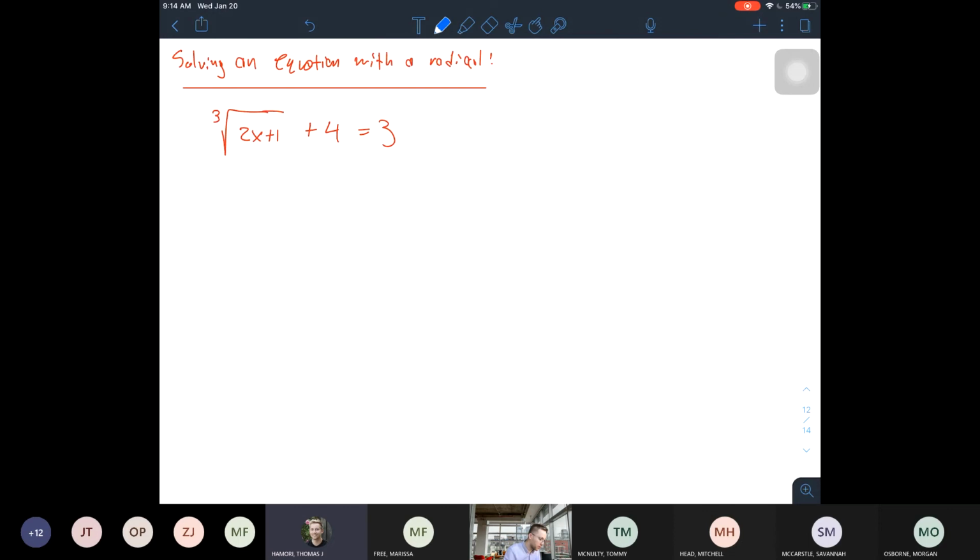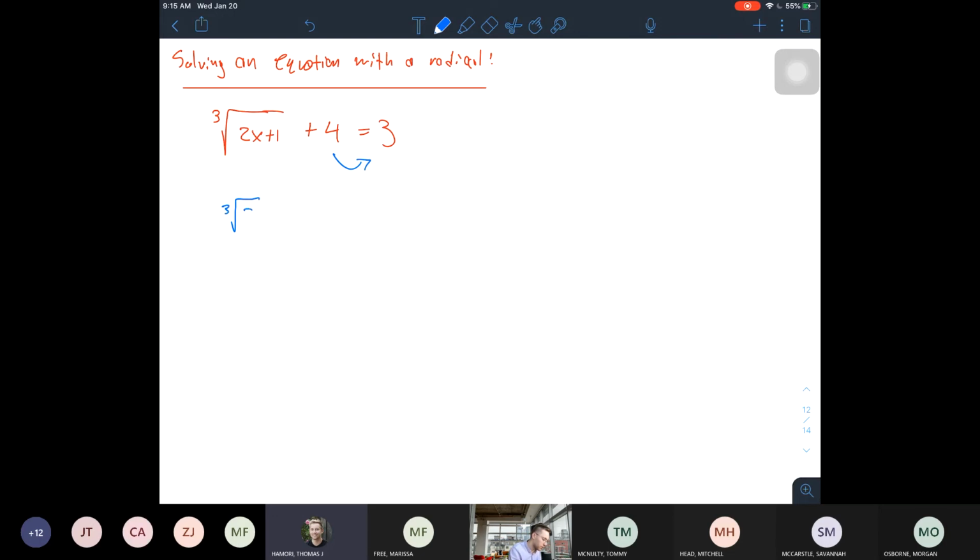Here's how we would solve an equation with a radical. Right now, the x, which we want to solve for, is underneath a cube root. So we're going to eventually want to undo that cube root. And the way we undo a cube root is the same way we undo a square root. If we want to undo a square root, we square it. If we want to undo a cube root, we should cube it. But what we should do first, before we cube it, is probably move this 4 over to the other side. I'm going to do that first.